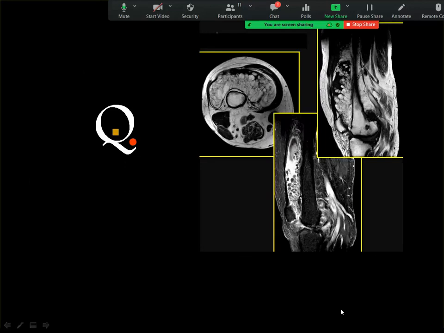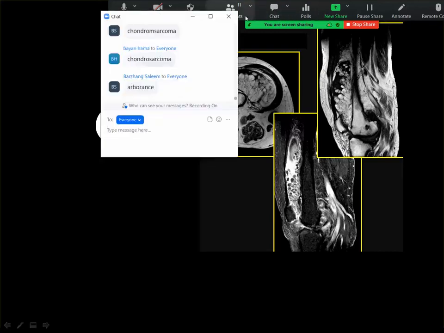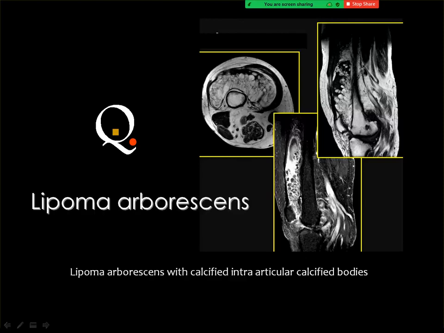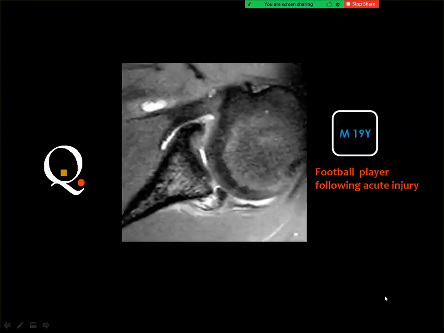This is chondrosarcoma. And this is MRI of the knee, sagittal T1 and sagittal STIR or T2 fat sat and axial T2. Yes, and this is lipoma arborescens, and you see branching frond-like projections made of fat within the synovial compartment of the knee joint, and you see some effusion which has enabled you to see the extension of the fat.